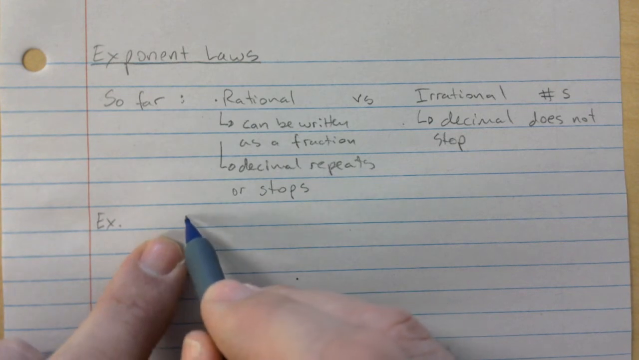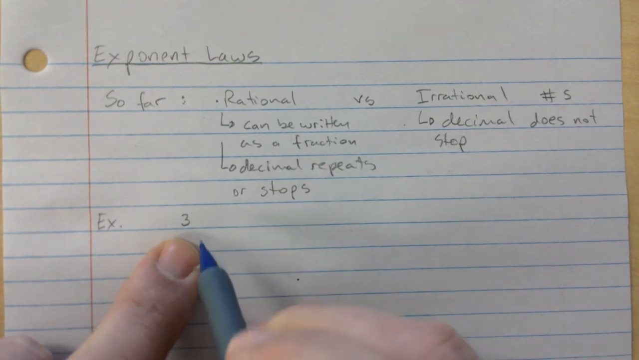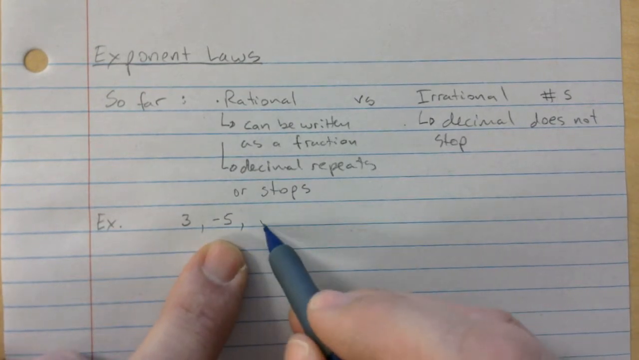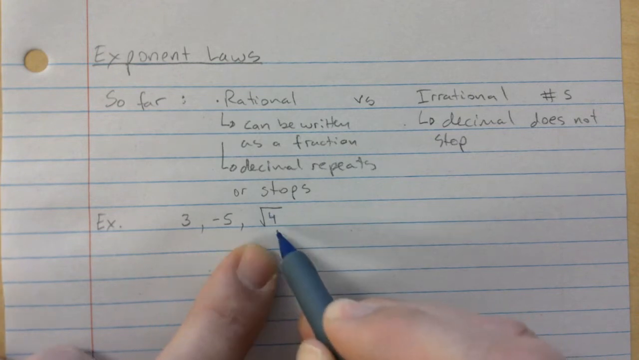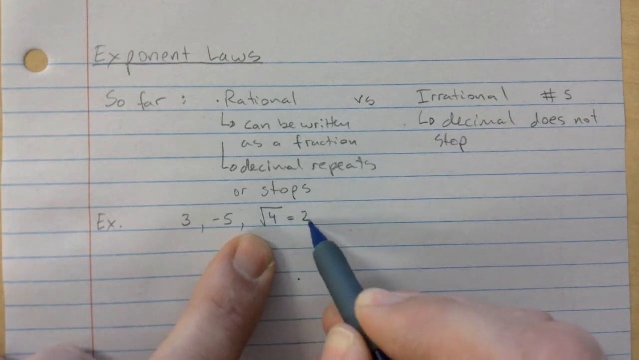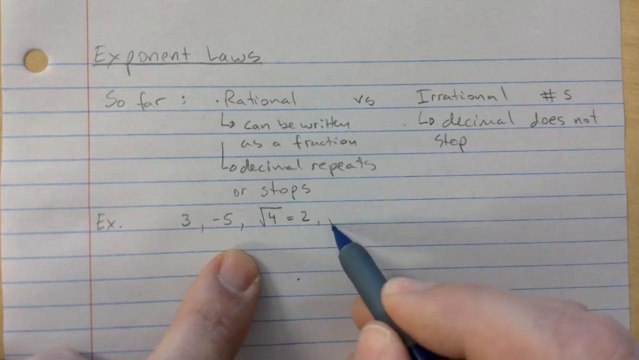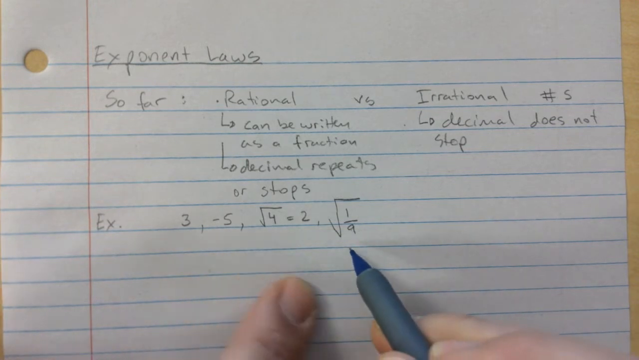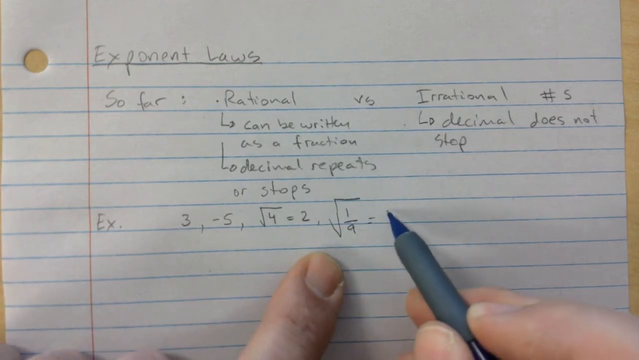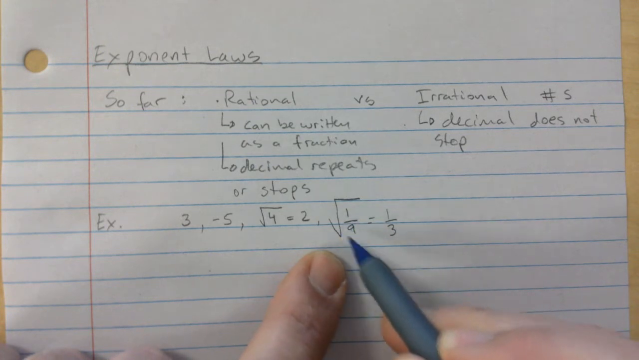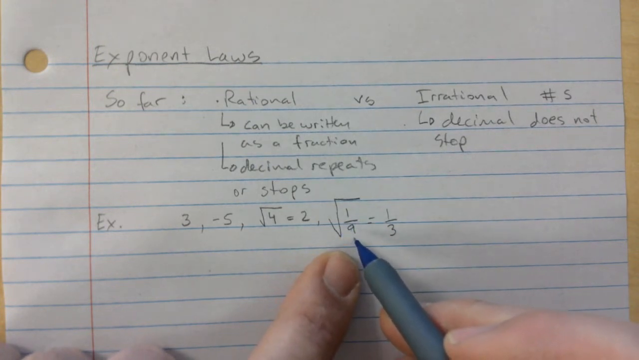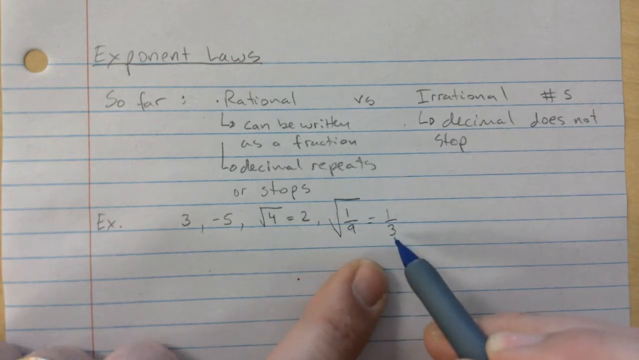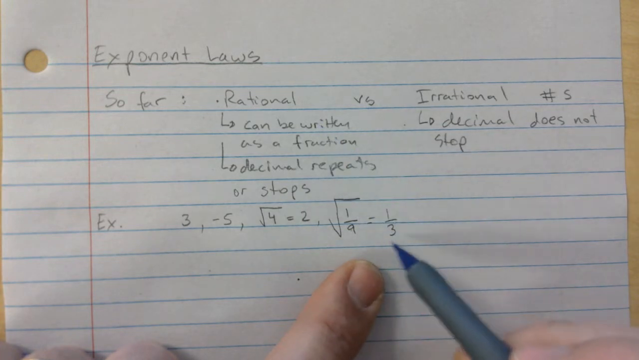A rational number, obviously a whole number. Whole numbers, integers would work. The square root of 4 would work because that ends up being a 2. The square root of 1 over 9 would work because that ends up being 1/3. Whenever you have a perfect square, a perfect cube, if it matches the index, if you are able to take it out, that would be considered a rational number.